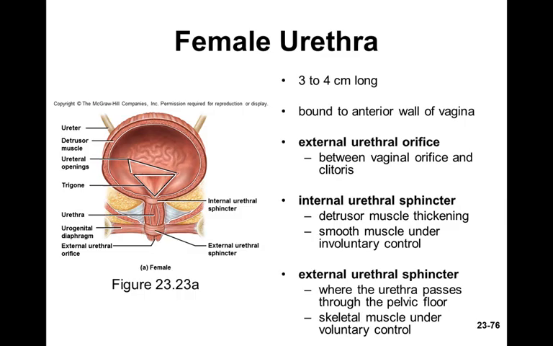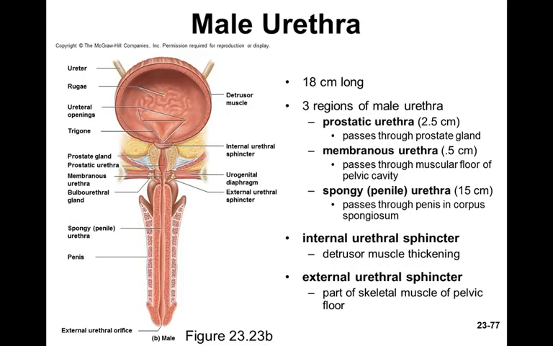And then the external urethral sphincter is on the external surface, facing the external region where urine leaves the body. It's where the urethra basically passes through the pelvic floor, and it is skeletal muscle, which is under voluntary control. So that's interesting. Once that urine gets into the urethra, this is when you have that urge to go very bad, and if you don't go, then of course it becomes very painful.